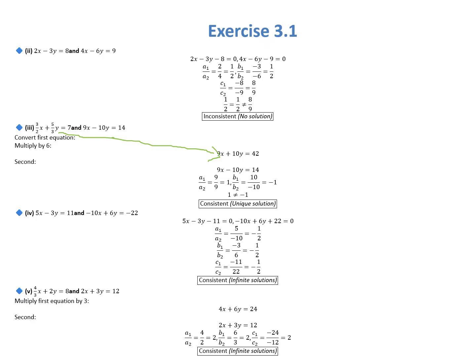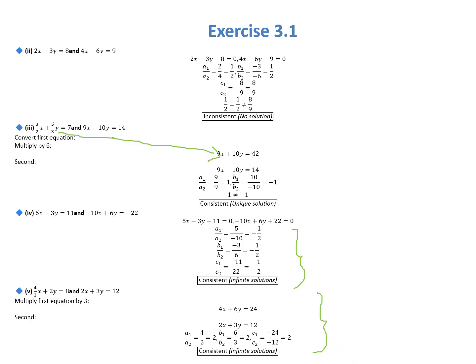In the third equation as well, and the fourth equation as well, when we apply the logic, we find that A1 by A2 is equal to B1 by B2 or C1 by C2. So which means that this is inconsistent. It is consistent with infinite solution. And likewise for the last one, we apply the same logic and confirm that it is consistent with infinite solution.